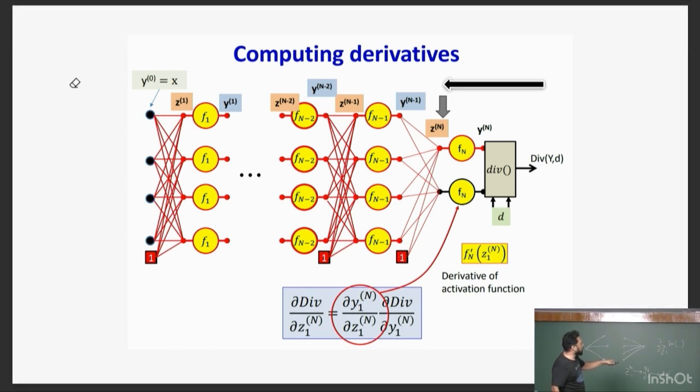So y_n1 is f_n of z_n1. Okay, so basically this derivative is nothing but this, right? Derivative of f_n prime of z_n1. So assuming that this was some simple sigmoid or whatever, this is also very easy to compute. So I have those values as well computed.